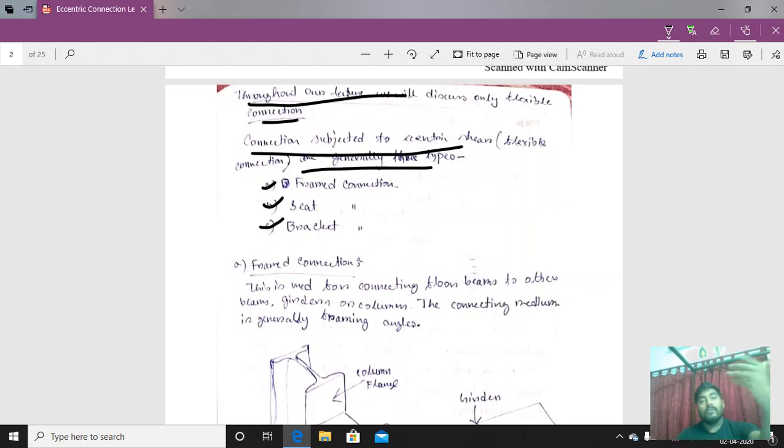So the first line is only eccentric shear. That means only end reactions are acting in case of this moment flexible connection. There is no moment in case of any flexible connection. So the member is subjected to only end shear, end reaction force. So we will be designing the member based on that.